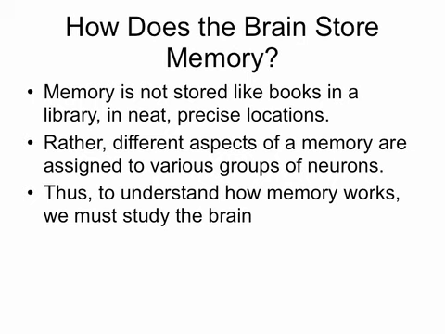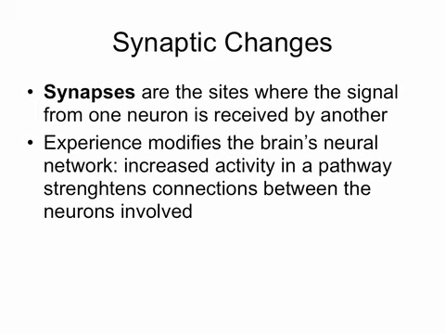Okay, your brain's not like a library, and things aren't in these precise, neat little files or like on your computer. Various neurons are assigned the task of remembering information. And so some key things about the brain that's important to know concerning memory.